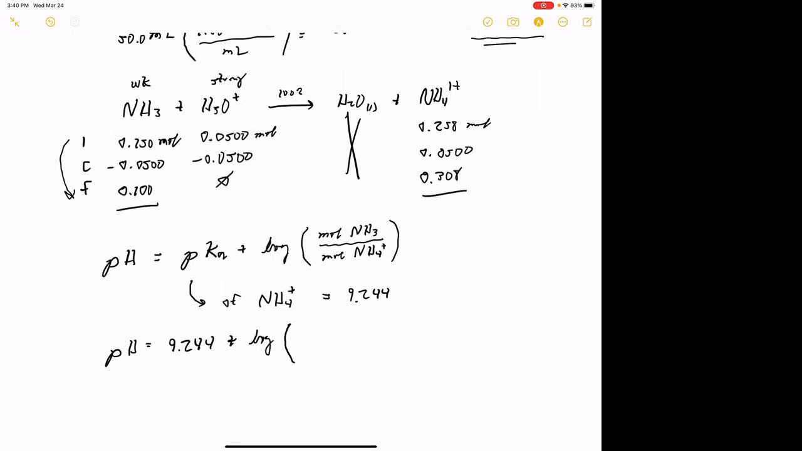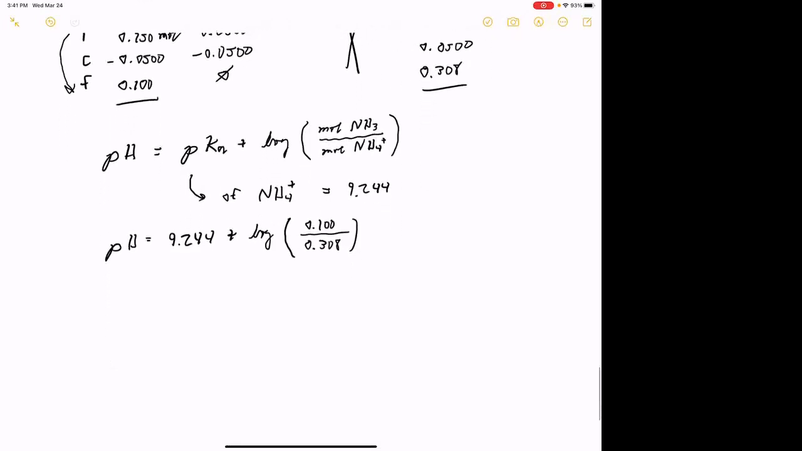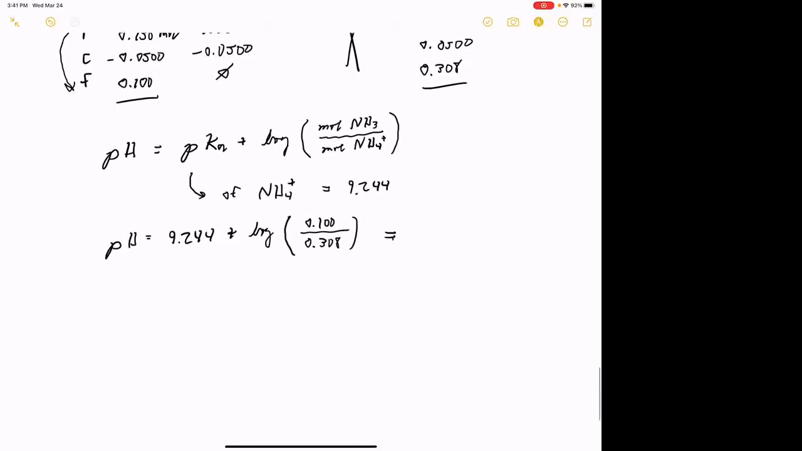All right, so how many moles of NH3 do I have? 0.1. I'm not even going to attach units to this. How many moles of ammonium do I have? 0.308. And again, that's coming from the F line after I've actually done my adjustments. And what you end up getting here for pH, once I work it out, is 8.76.